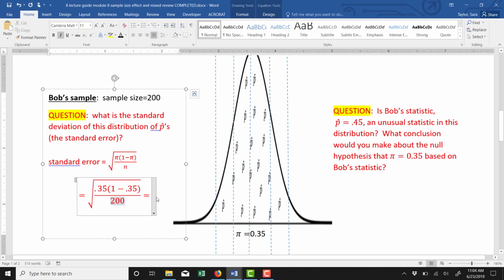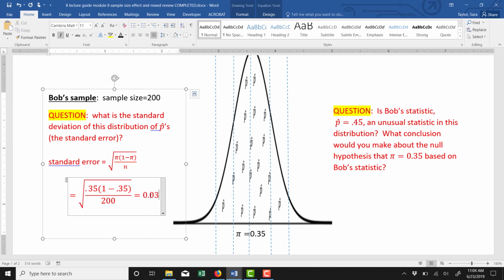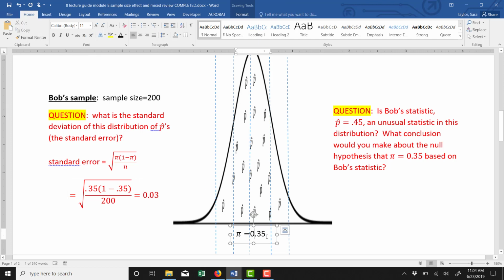Notice that is smaller than it was for the first sample. The first sample had a standard error of 0.08, so the distance between the vertical lines was 0.08. Now, with a bigger sample size, the distance between the vertical lines is only 0.03. When I go through now and I label, all right, there we go. So 0.35 in the middle. You add 0.03 to get 0.38, add another 0.03 to get 0.41. Going backwards, you subtract 0.03 to get 0.32 and subtract 0.03 to get 0.29.